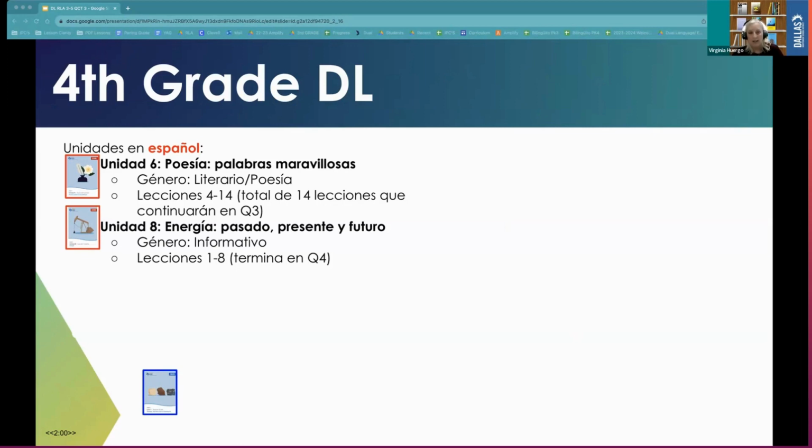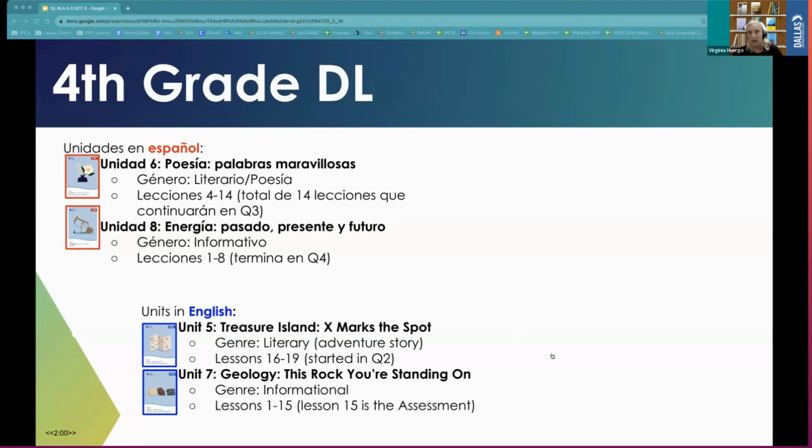So, as for the lessons, we'll continue with lesson 4 and go through lesson 14. Now, because it's poetry, you will not have an extended writing project at the moment. The writing will be based on the specific skills that are taught with those specific poems. They will be practicing those.